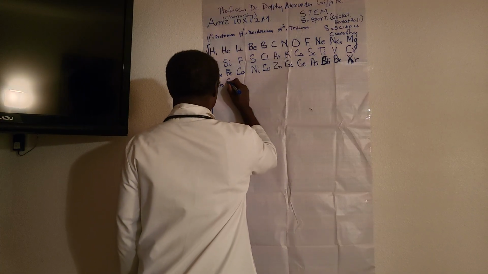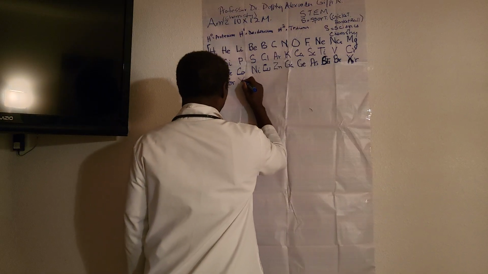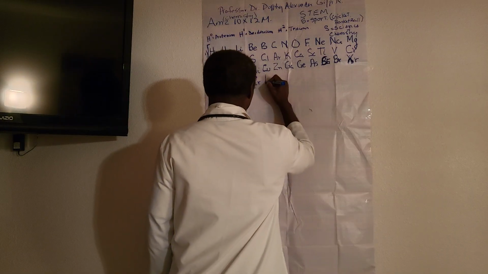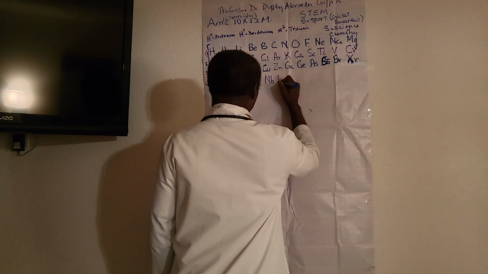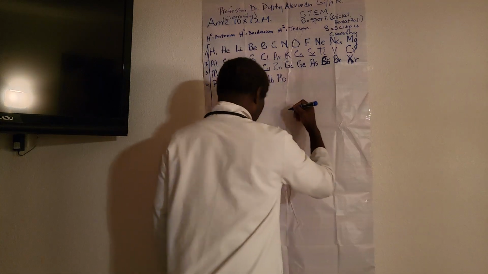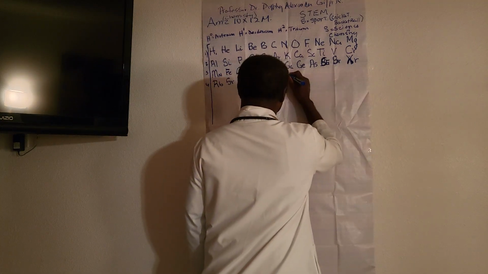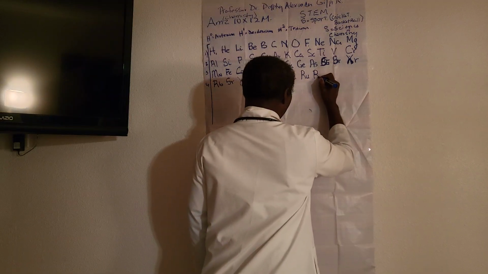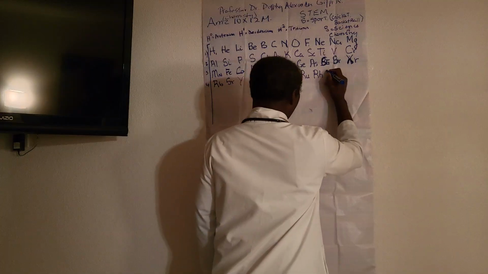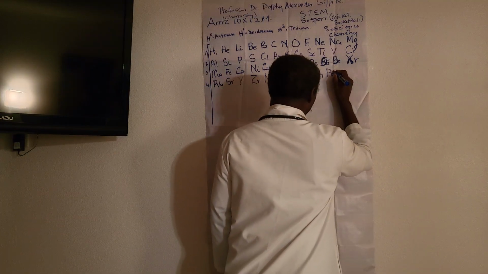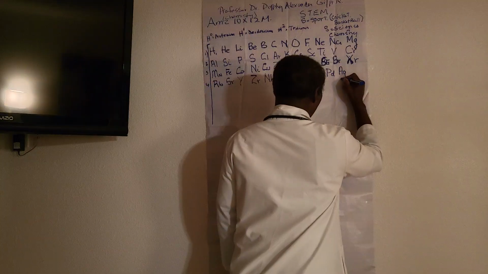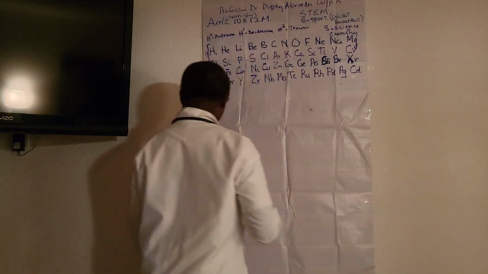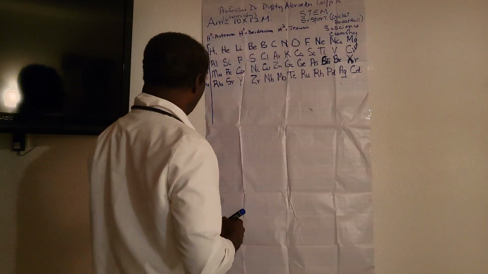and then 38 strontium, 39 yttrium, 40 zirconium, 41 niobium, Nb, 42 molybdenum, 43 technetium, 44 ruthenium, 45 rhodium, precious metal, Rh, 46 palladium, Pd, precious metal, 47 Ag, silver, precious metal, and 48 cadmium, Cd. And so we're going to take a break after the fifth row here.